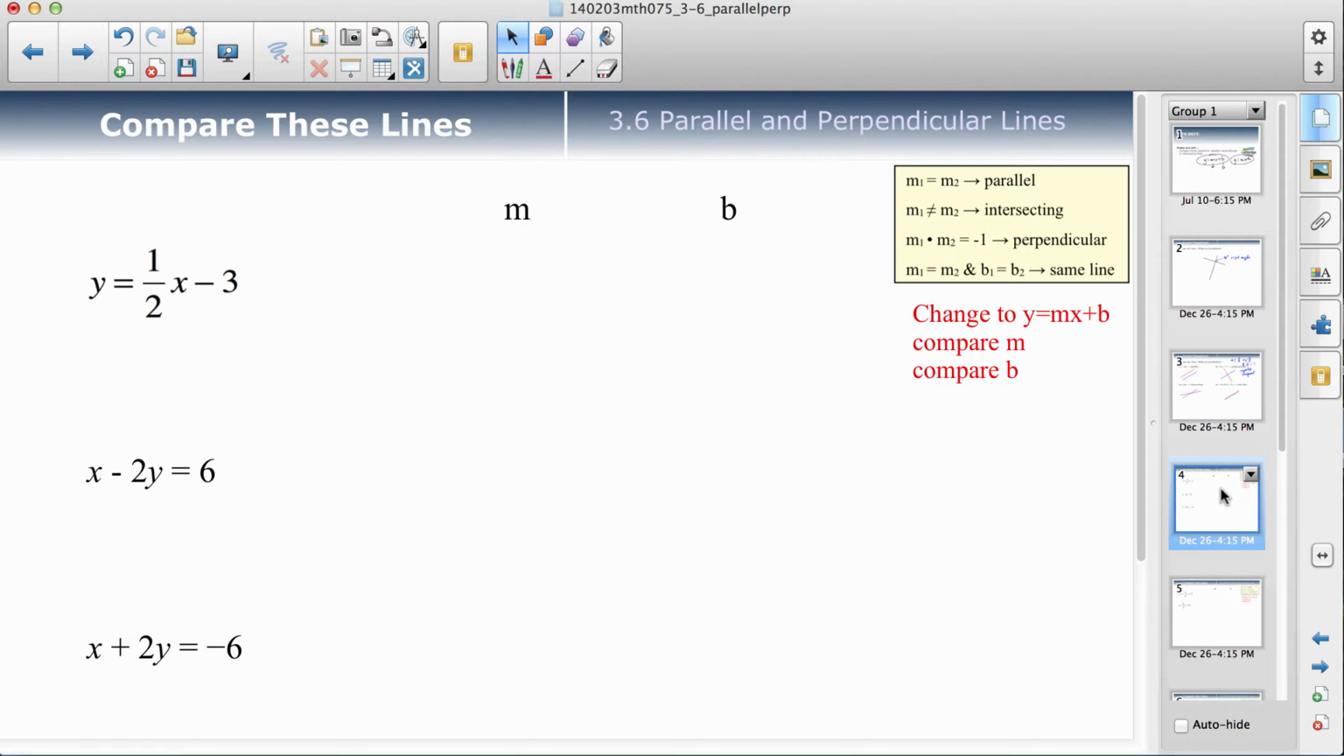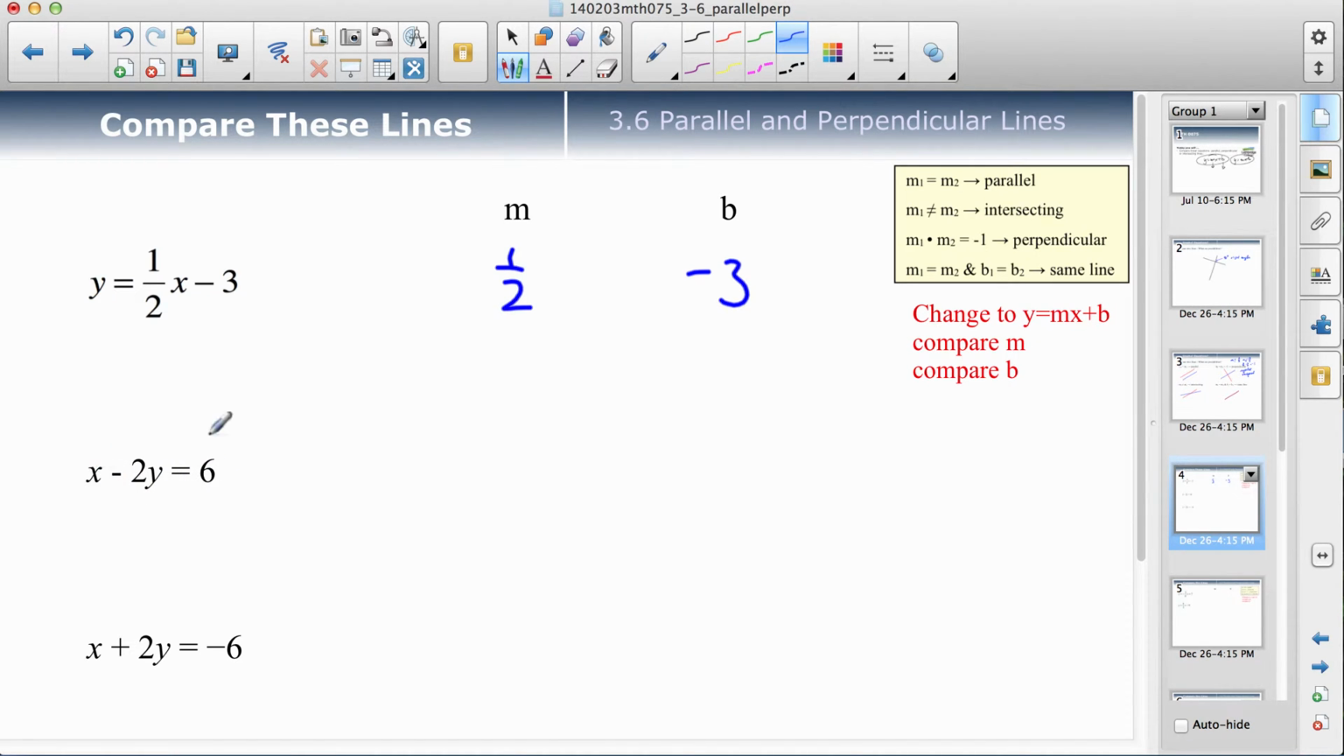Let's try some examples. Here are three equations of lines, and I need to compare them. Are they parallel, perpendicular, intersecting, or the same line? To do that, you need to find the slope and the y-intercept for each. This one's already in the right format, so the slope is 1/2 and the y-intercept is -3.